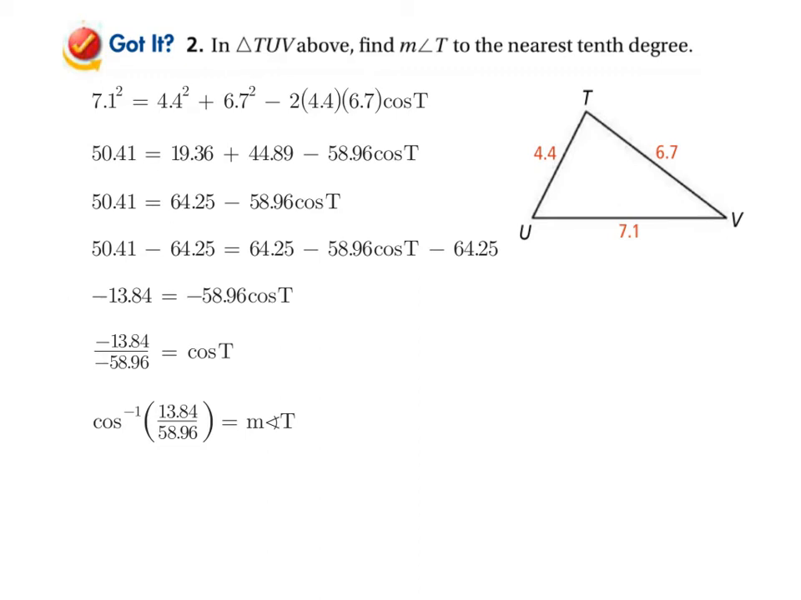Now, the arc cosine or inverse cosine of this ratio is going to be the measure of angle t. And you can actually type this into your calculator, and it spits out 76.4 degrees approximately when rounded to the nearest tenth, which is what they asked you to do. Yep. Hopefully that made sense to you.